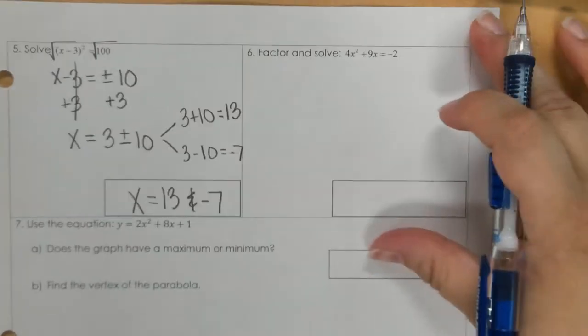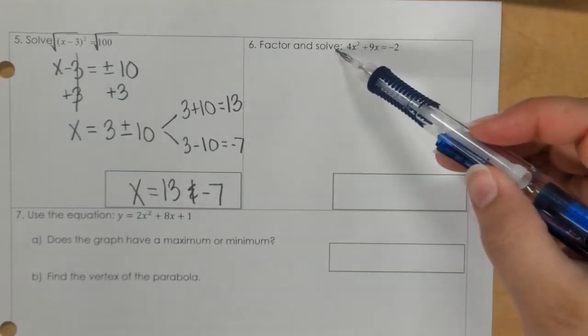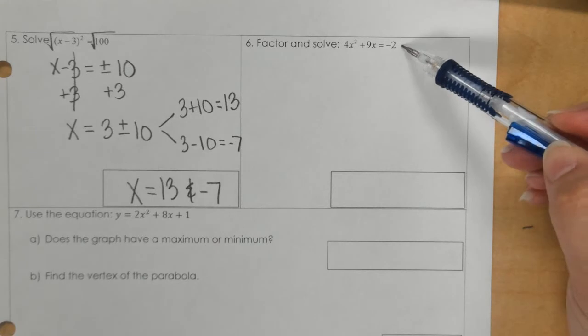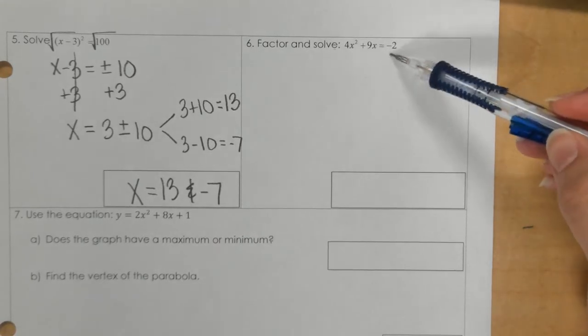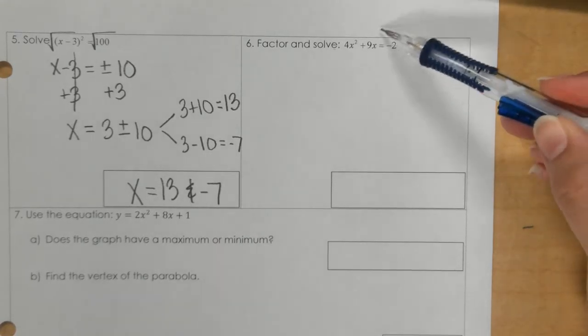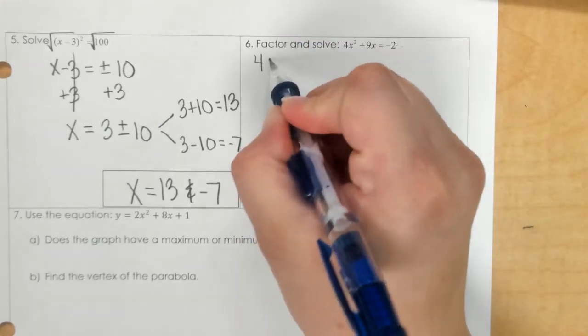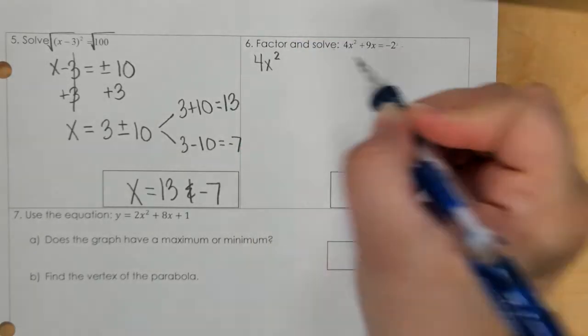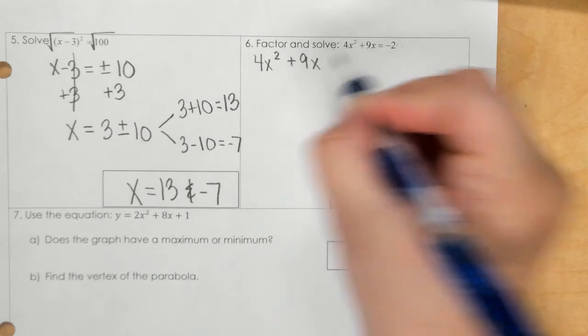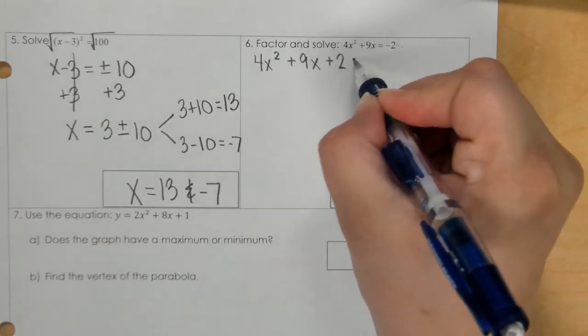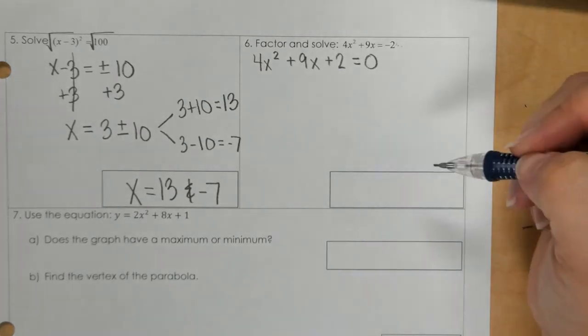And then for number 6, it says to factor and solve. So the first thing you should notice is it's not in standard form. You need to make this a 0 right here. So I need to add the 2 over to place it into standard form. Okay, so the 2 comes over, becomes positive, and now we equal 0. So we put it in standard form.